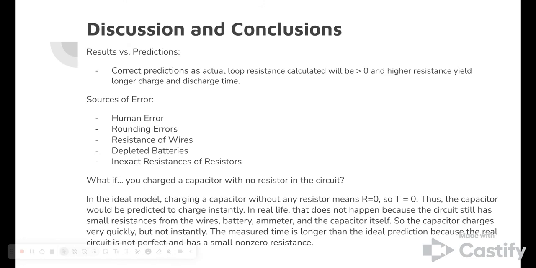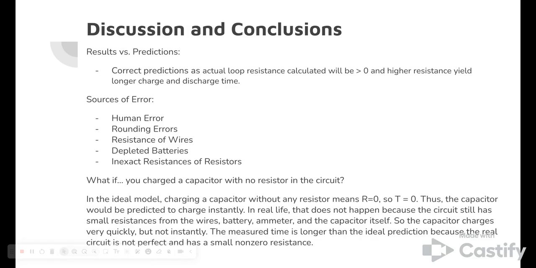Some discussion to be held is, what if you charged a capacitor with no resistor in the circuit? In the ideal model, charging a capacitor without any resistor means R equals 0, so tau equals 0. Thus, the capacitor would be predicted to charge instantly. In real life, that does not happen because the circuit still has small resistances from the wires, battery, ammeter, and the capacitor itself. So the capacitor charges very quickly, but definitely not instantly.